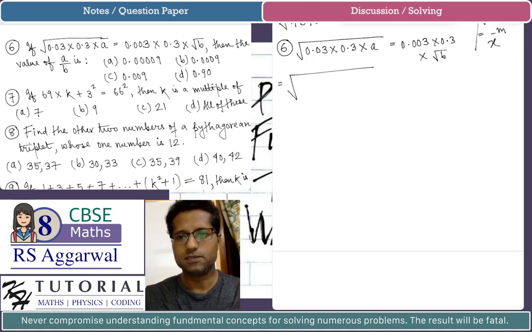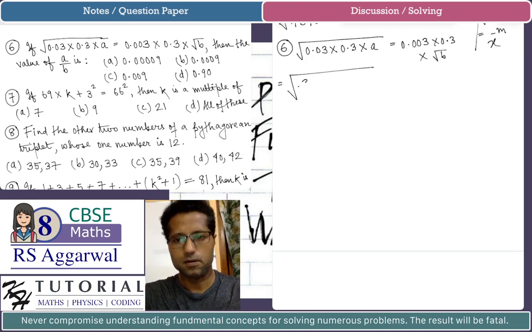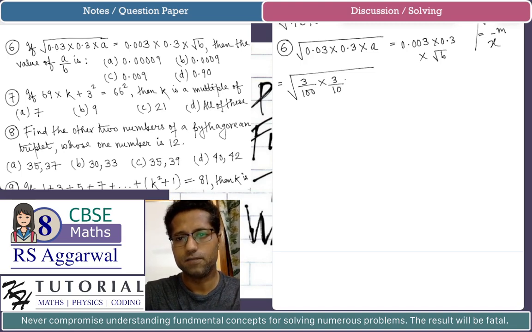Okay, so we can see inside on the left hand side, inside the square root, we have 0.03, which we can write as 3 divided by 10 square, or 100, let's say, and 0.3 is 3 by 10, and we have multiplied by a equals to 0. On the right hand side, 0.003 means 3 by 1000 multiplied by 3 by 10 and multiplied by square root of b.